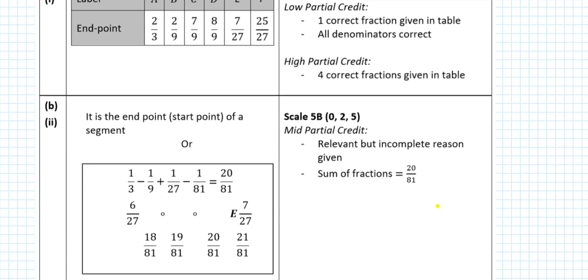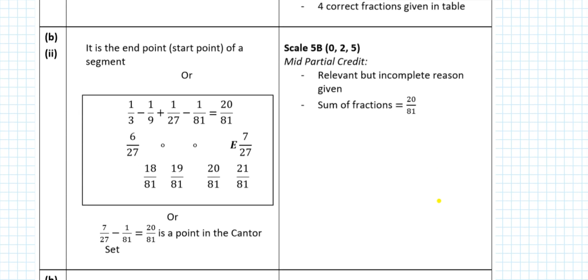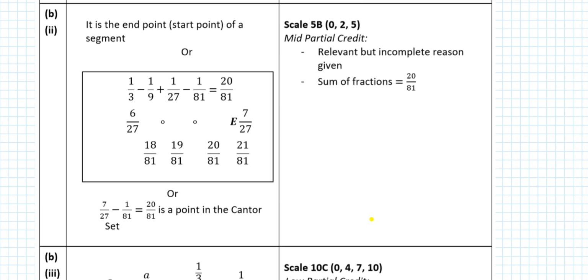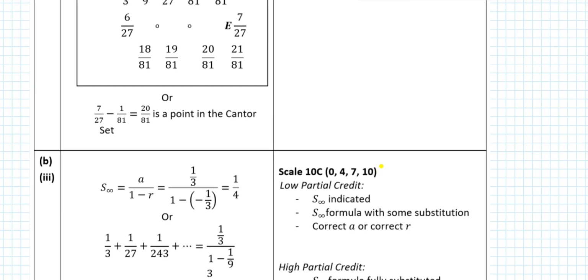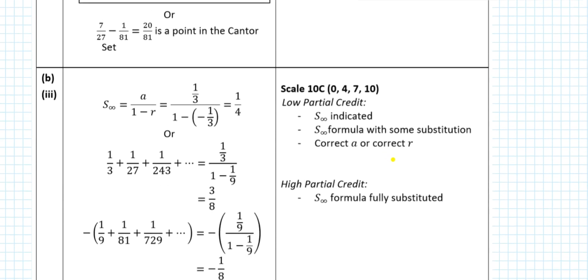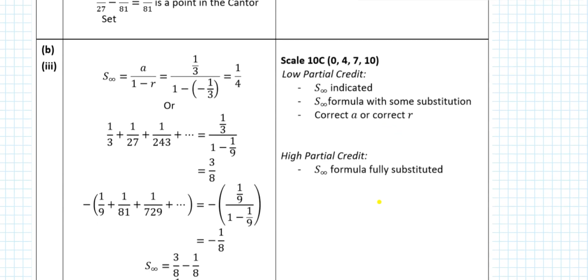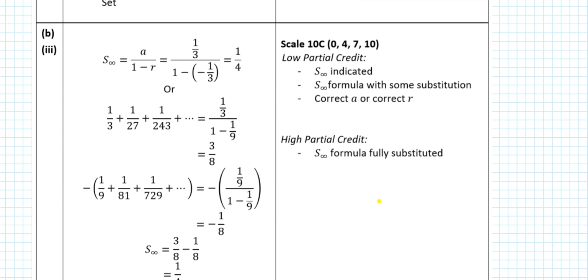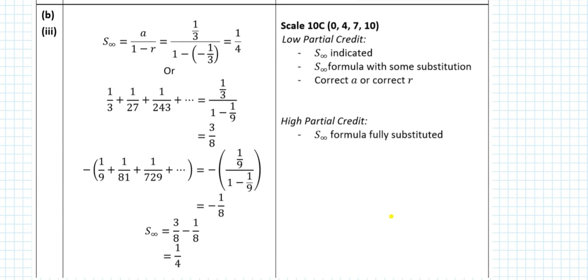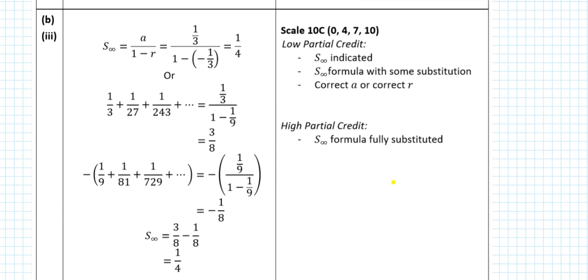5 marks for just adding it out. Look, 20 over 81 is a point on the Cantor set. A bit of a silly question to be honest. And then the last question, 10 marks again for just using the sum of an infinite geometric series. So some easy marks there, but it's not a very accessible question, I think. I just think the phrasing of it is a little bit off maybe. But hopefully you found the video useful anyways.